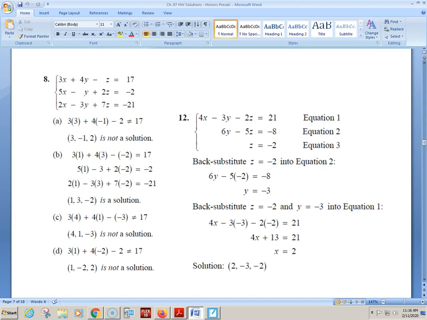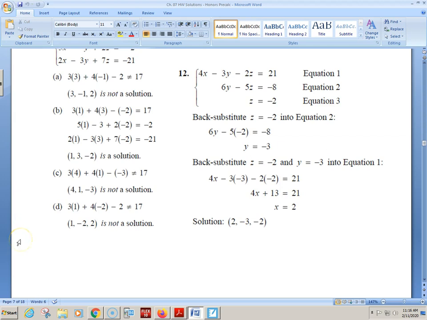2, -3. Oh, and it was already in stair-step row echelon form? Well, mostly. It wasn't reduced because of the 4 and the 6. Still a type of stair-step.